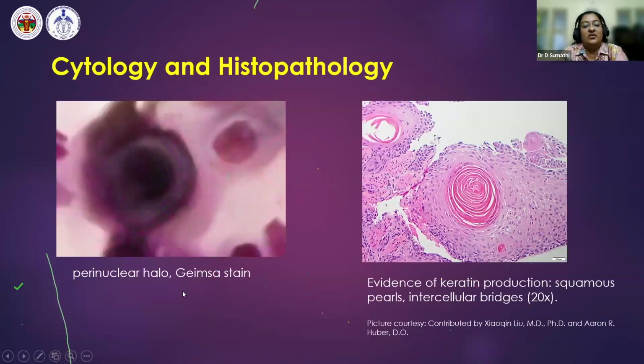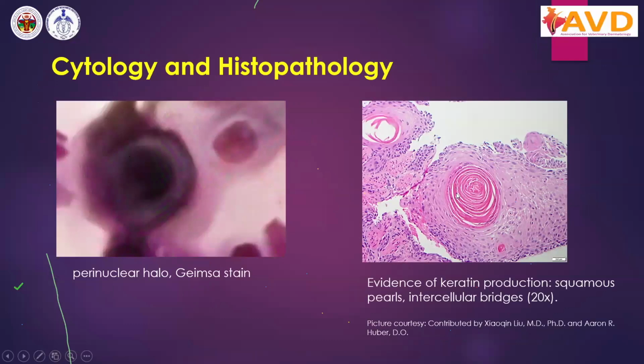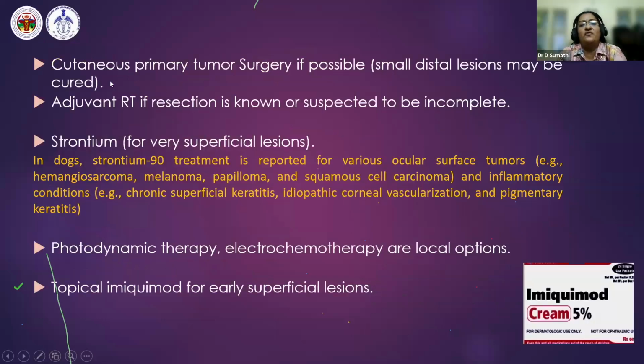So in cytology, you can see a perinuclear halo on a Giemsa stain. And in histopathology, you can see beautiful squamous pearls. Primarily you go for surgery if the lesions are small. If after surgery it needs radiation therapy, you can go for radiation therapy. If you did not do a complete resection, or it was a place where you could not do a complete resection, then you can go with radiation therapy.